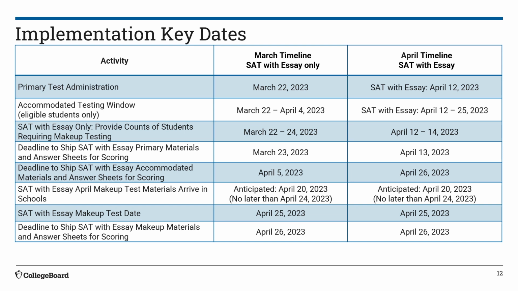The deadline to ship SAT with essay accommodated materials and answer sheets for scoring is April 26th for schools that tested SAT with essay during the April accommodated testing window, and April 5th for schools that tested SAT with essay during the March alternate accommodated testing window.